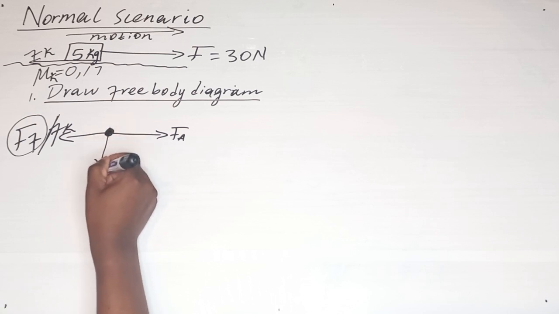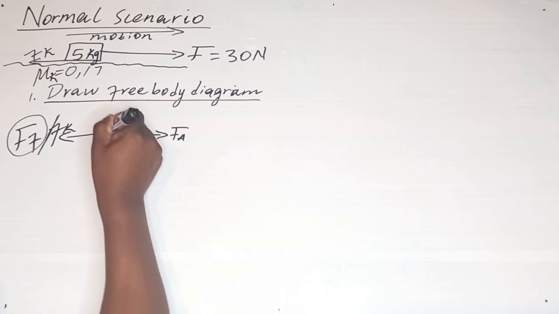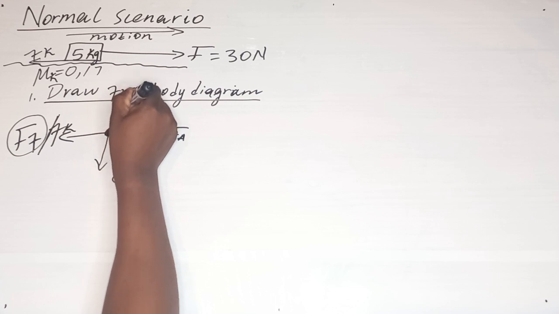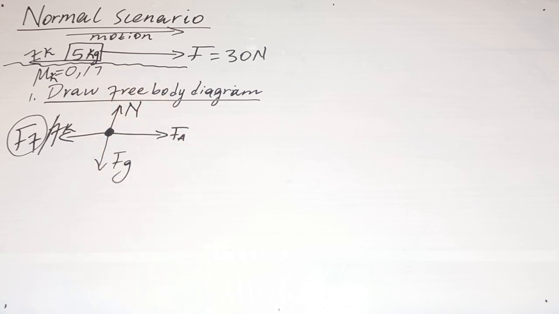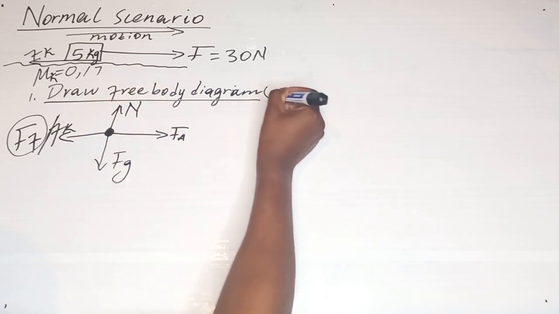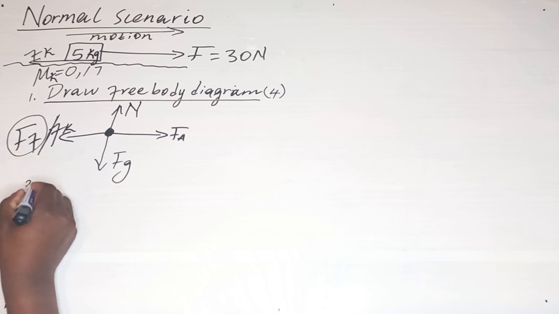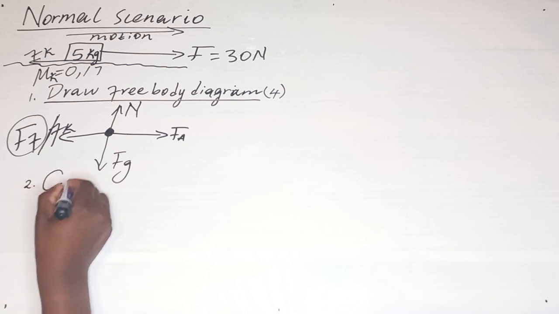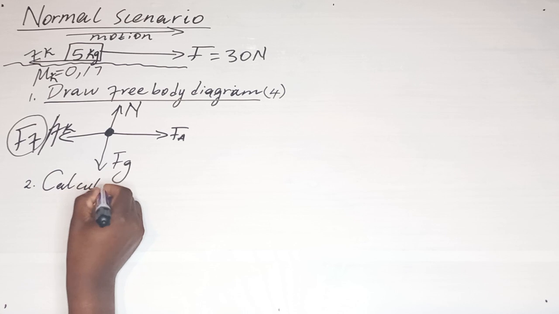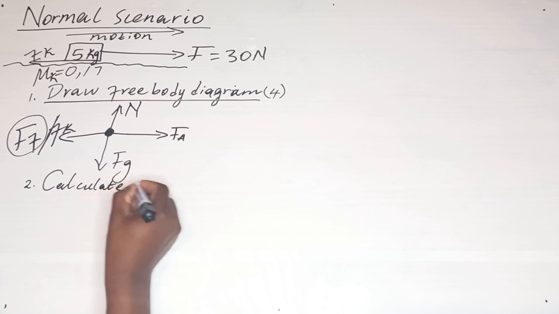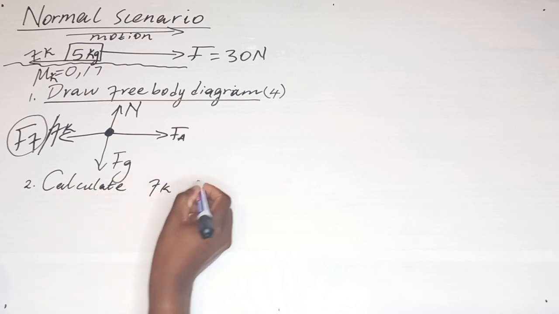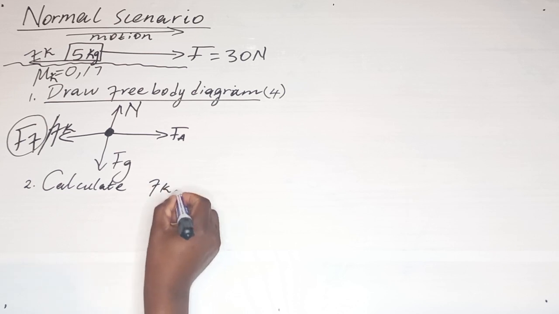And then going down, we are having our Fg, which is the weight, and then going up, we are having our normal force. So there are four forces acting in here. So that's most of the cases they're gonna give it 4 marks, right? So now let's go to question number 2. In question number 2, they're gonna say maybe calculate the frictional force, which is our Fk, kinetic frictional force.